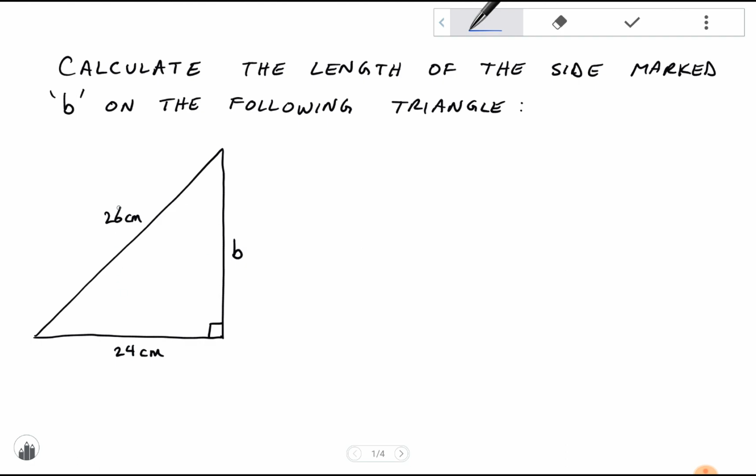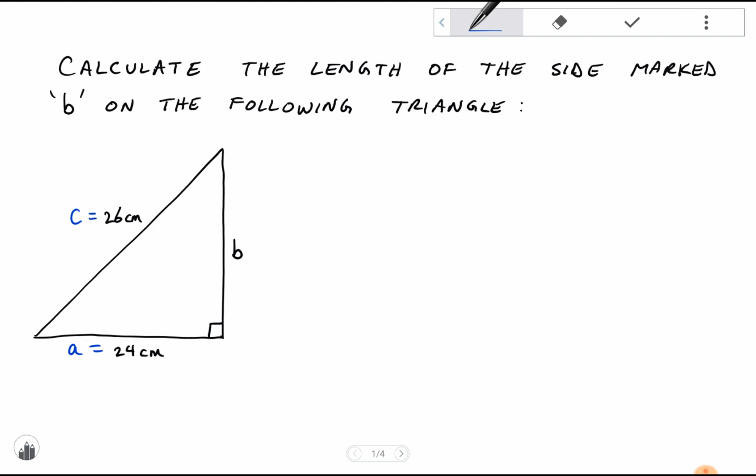So we're not looking for the hypotenuse. Hypotenuse is given. We are looking for B. We can label these. This is going to be side A. B, of course, is unknown. And this will be C, the hypotenuse, because it is the longest side.